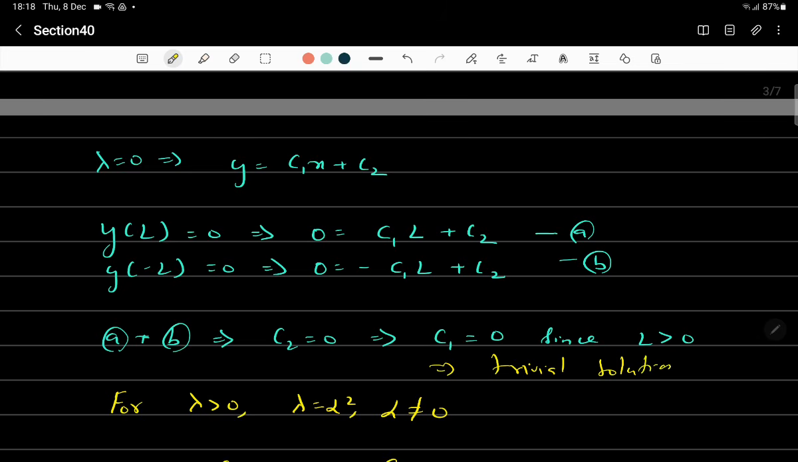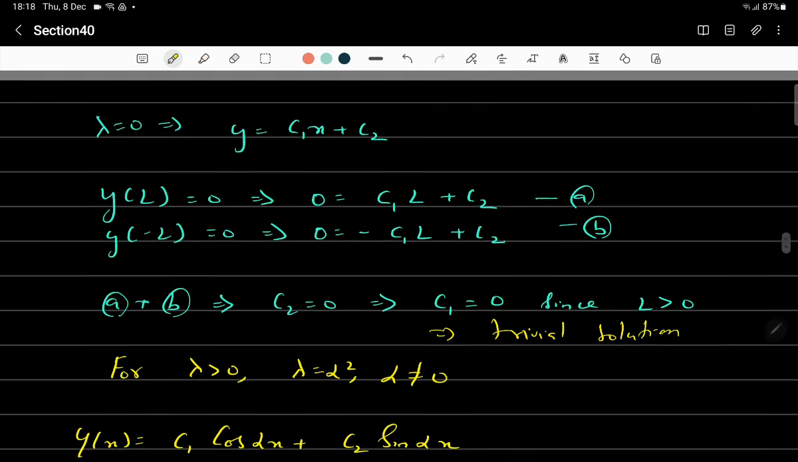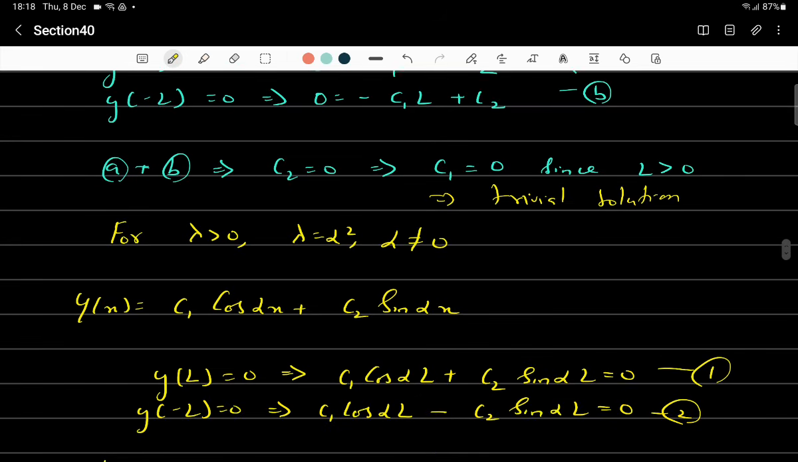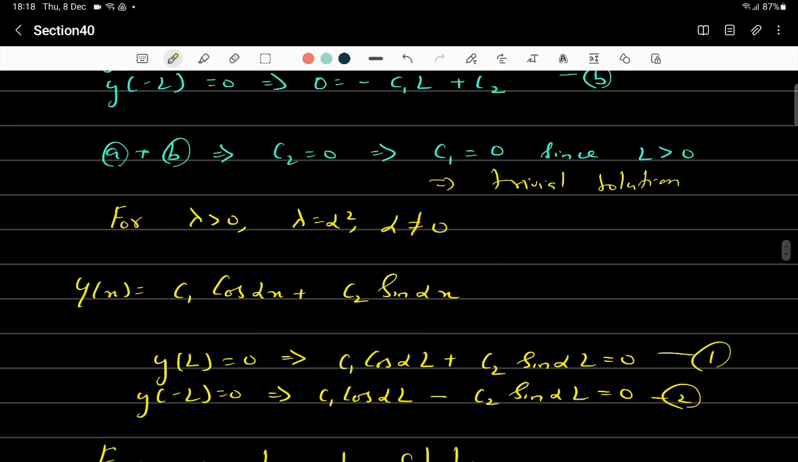trivial solution. So the last case is lambda greater than 0, that gives you y of x is C1 cos alpha x plus C2 sin alpha x. If you substitute the value, then again you will get a homogeneous system of equations. Now this homogeneous system may have a trivial solution or non-trivial solution, which means the unique solution or infinitely many solutions. But if we consider the unique solution, then again we will get the trivial solution, but we are looking for the non-trivial solution.